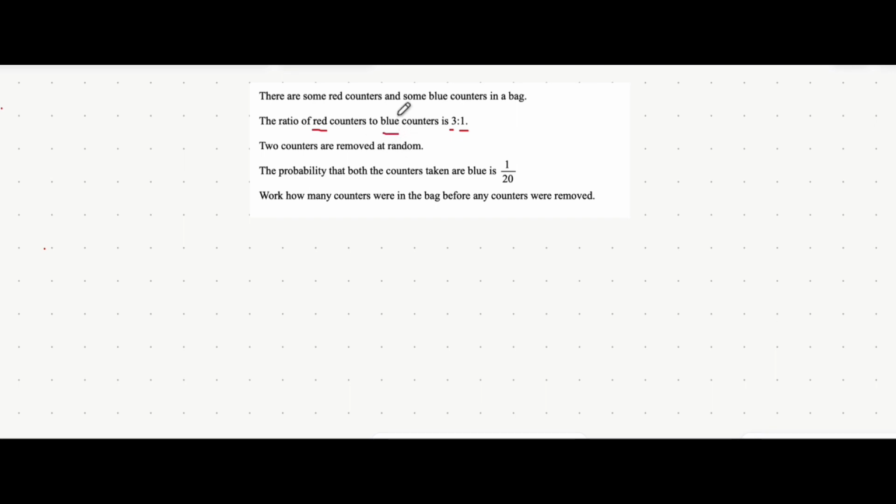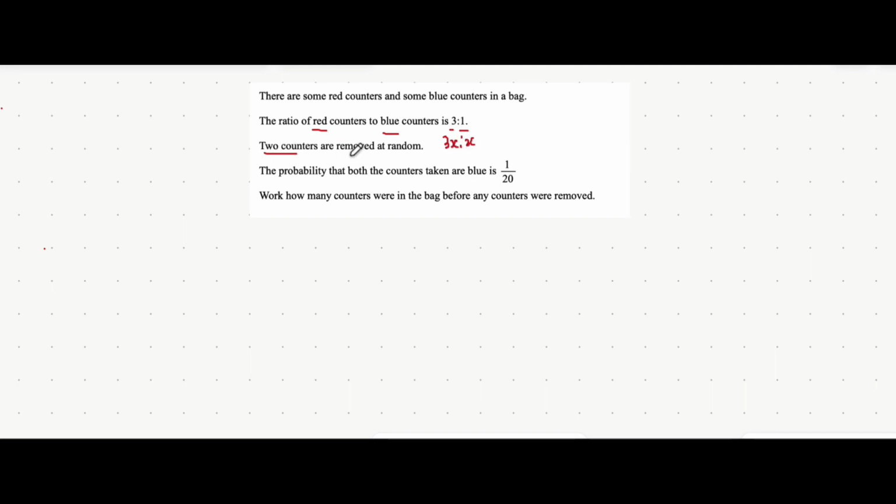It's told us the ratio of red to blue counters is 3 to 1, but it hasn't told us exactly how many red counters and how many blue counters there are. There could be 3 red and 1 blue, there could be 6 red and 2 blue, so we actually have to represent this algebraically. We say that if there's x amount of blue counters, then there's going to be 3x amount of red counters. That way, the number of red counters is always 3 times larger.